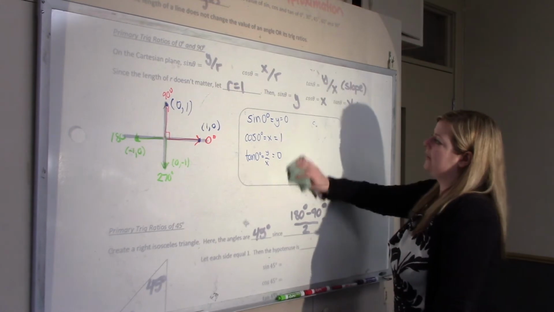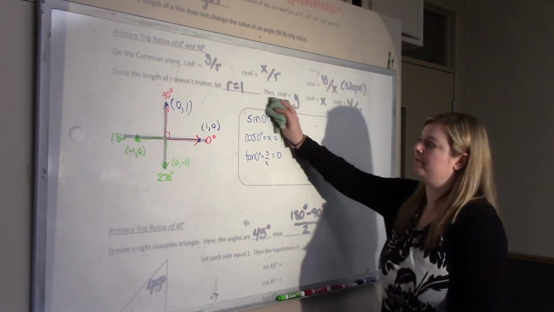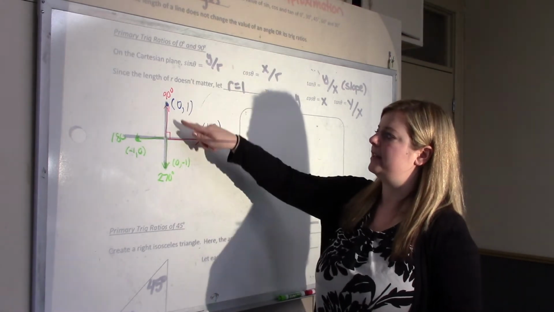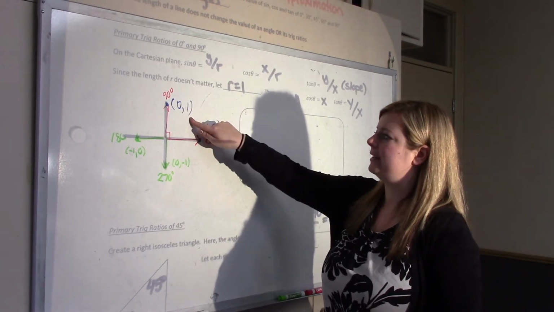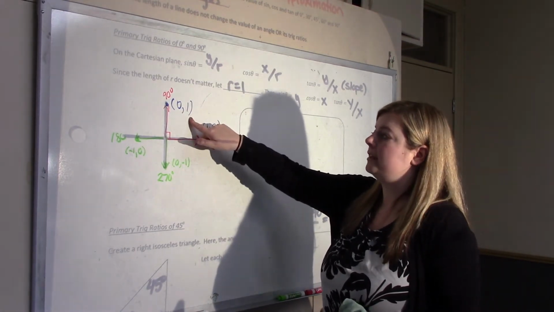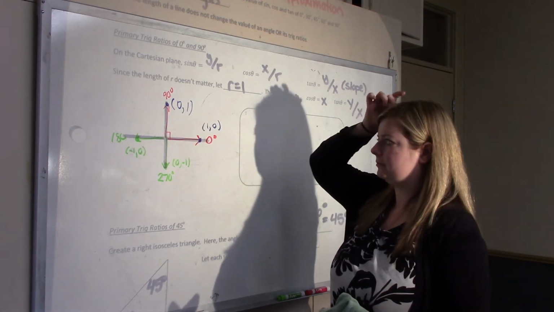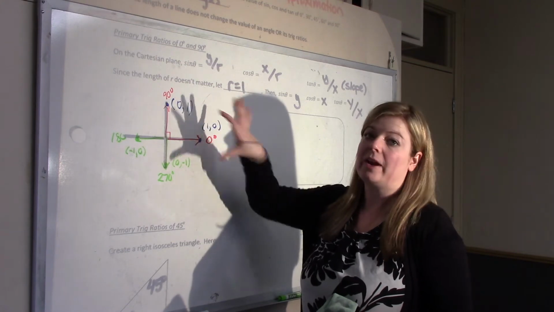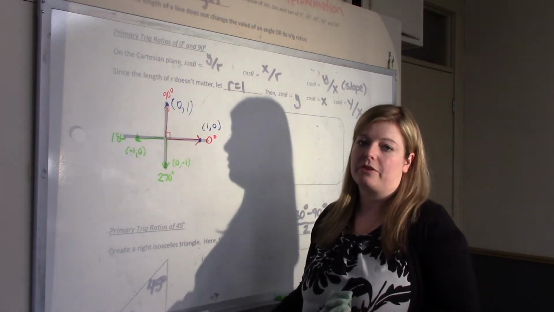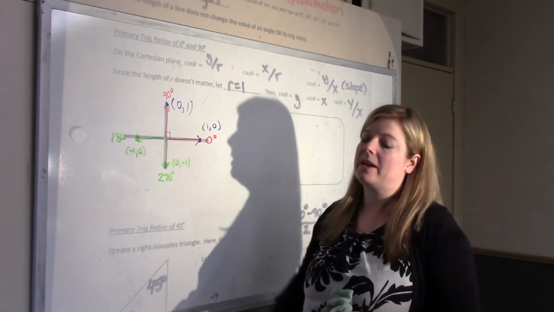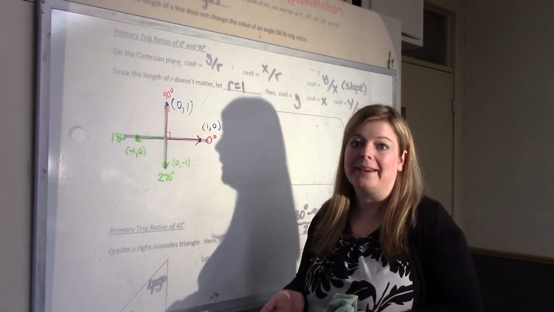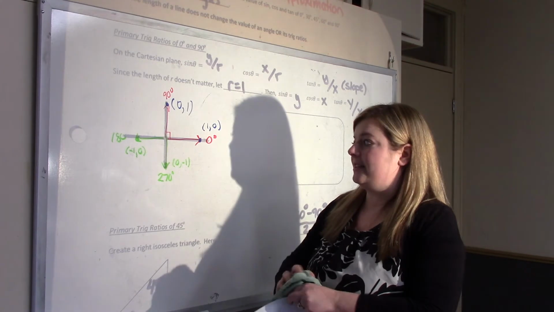Now think about it. If you had let your radius be 3 or something, then that means that this coordinate would be (0, 3). So sine would still be 1 because your y value would be 3, but your radius would also be 3. So 3 over 3 is 1. So no matter what you make the radius, the ratio stays the same. So we just make the radius 1 so that it's easiest to deal with.